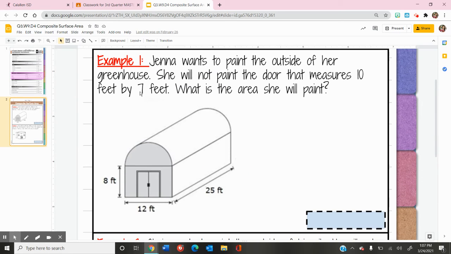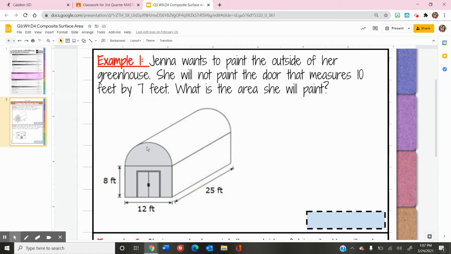So this says example 1, Jenna wants to paint the outside of her greenhouse. She will not paint the door that measures 10 feet by 7 feet. What is the area she will paint? So this is saying that she's going to paint everything except for this door, and they tell us the measurements of the door. So once we have found the surface area of everything here, we would subtract the area of this door because that's not going to be painted.